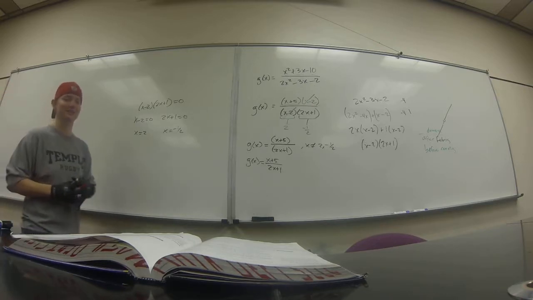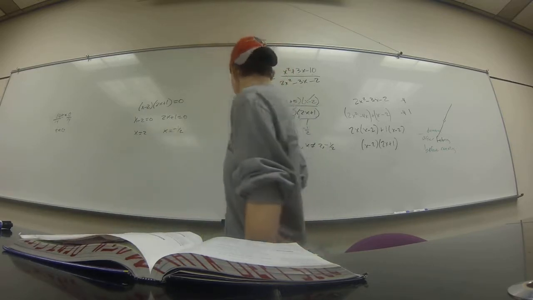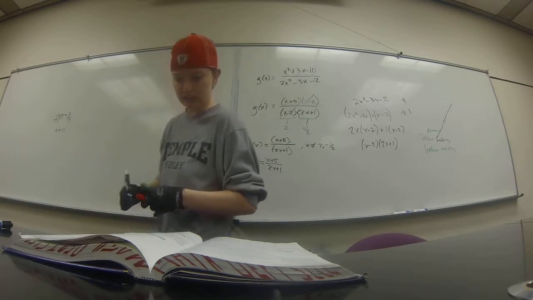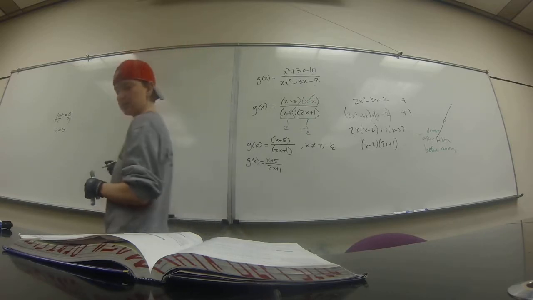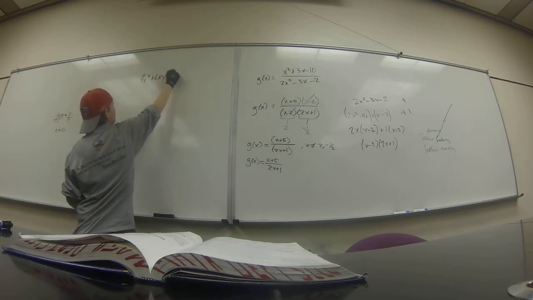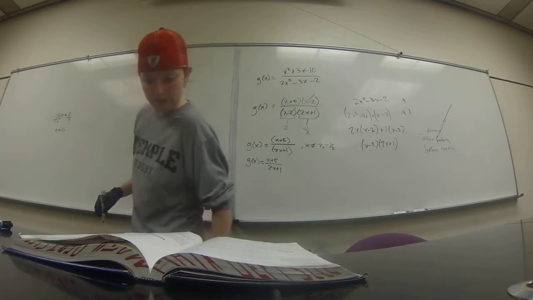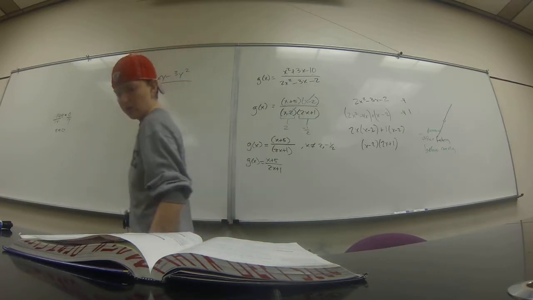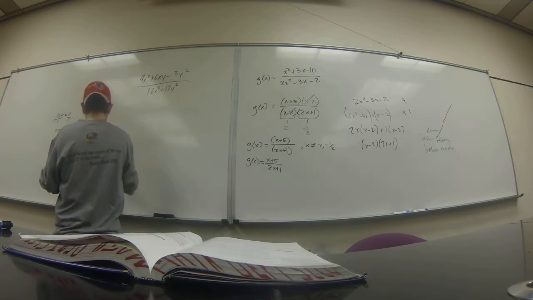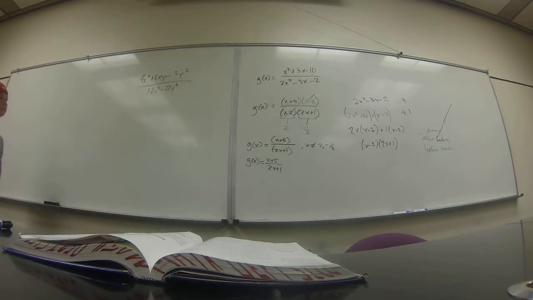All right. Now, example 5 says simplify. We've got 9x squared plus 6xy minus 3y squared all over 12x squared minus 12y squared. Do we need to worry about domain on this problem? No, it's not a function.